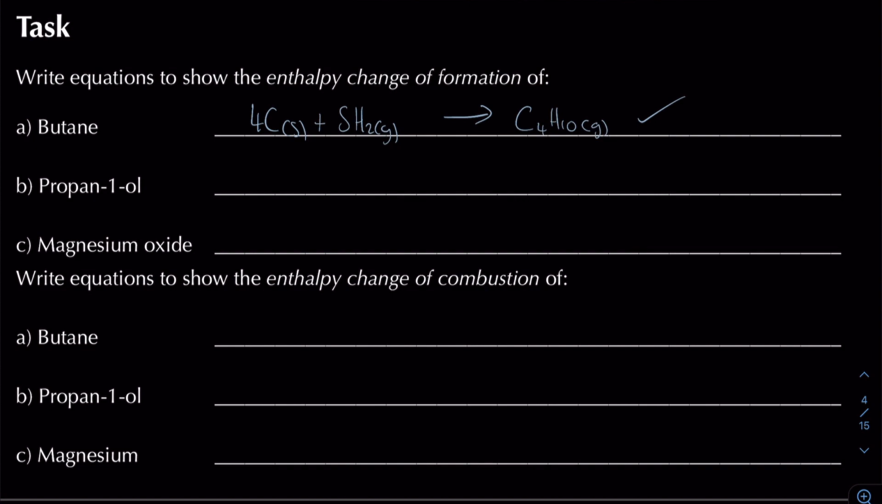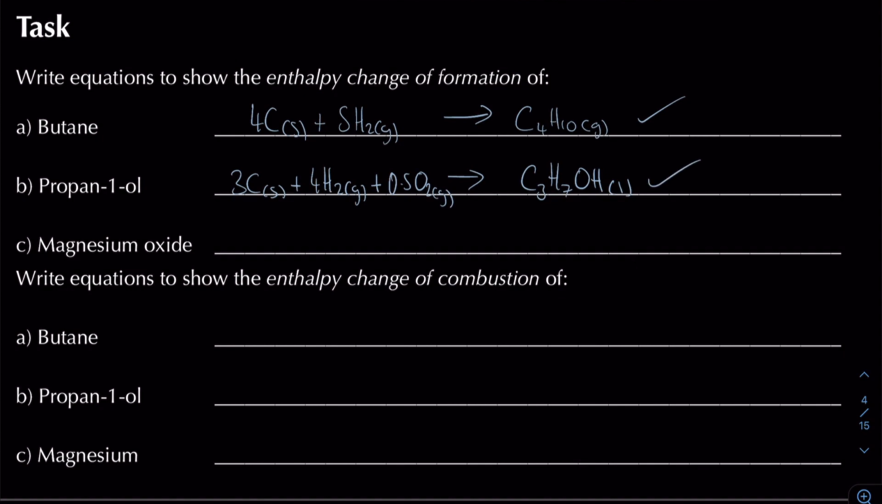If I were to look at propan-1-ol, I'm going to have here C3H7OH. I can leave it as that, or I can put the molecular formula. It's going to be a liquid because most of our alcohols are going to be liquids as well. And if I were to look at what that's formed from, I've got 3 lots of carbon, that's going to be solid this time, reacting with 4 lots of hydrogen, that's going to be a gas this time, and that's going to react with half a lot of oxygen, and that's going to be a gas as well. And so there I've got the equation for the standard enthalpy change of formation for propan-1-ol.